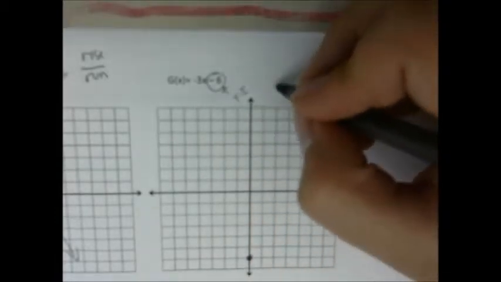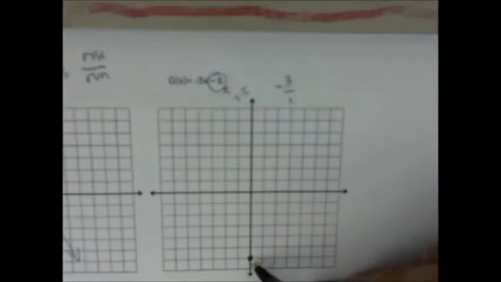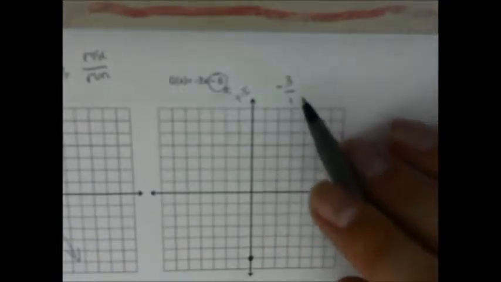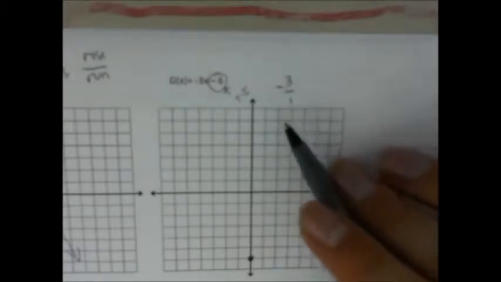Once again we have our slope. It's -3 over 1. Uh-oh. We can't go down any farther because we're going to run out of graph. So here's a little trick. It doesn't matter where the negative is. It could be at the top or it could be at the bottom. It could be either one.